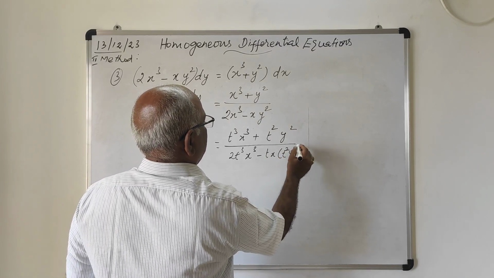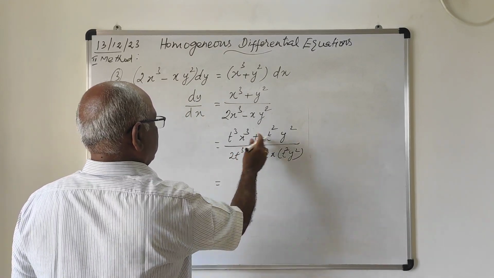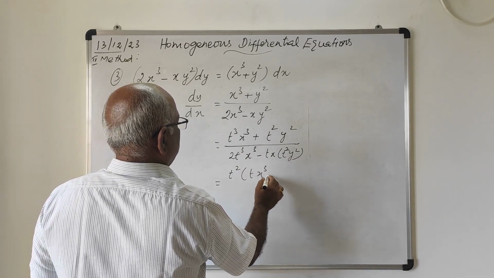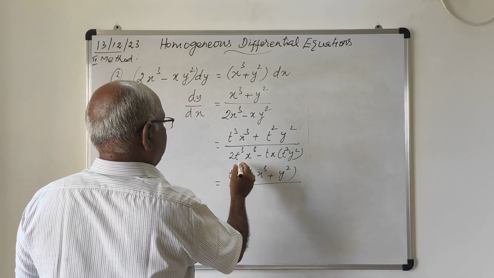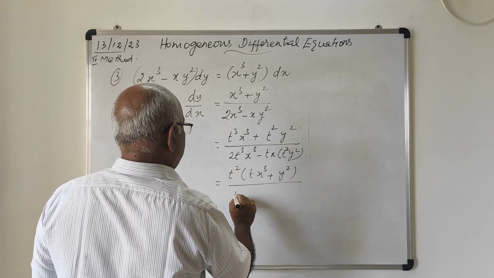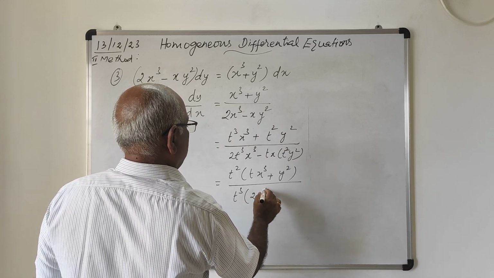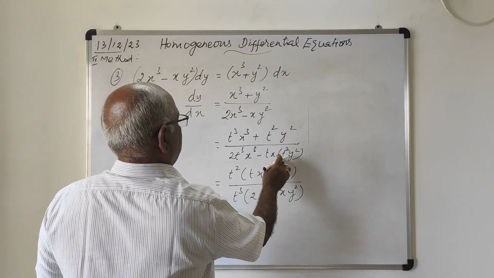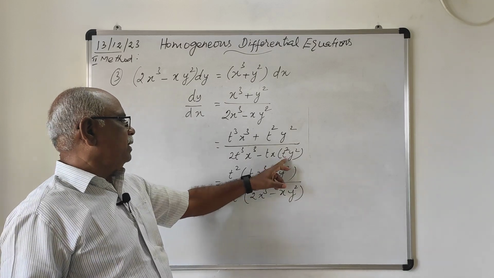So in this equation, in the numerator, you can find t square only common. Therefore, you get t square into x cube plus y square. In the denominator you can take t cube common. You will get 2x cube minus xy square, because t square into t is t cube.